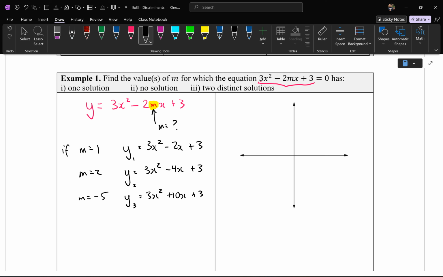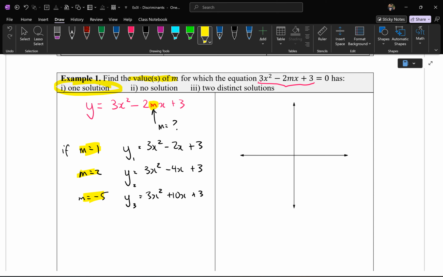Now in each one, what the question's asking is, what should m be? 1, 2, negative 5, negative 100. What numbers can m be so that I can guarantee I have one solution? Meaning, there's only going to be one x-intercept. Looking at this straight off, none of us will be able to tell straight away whether this has one x-intercept, or two, or none.